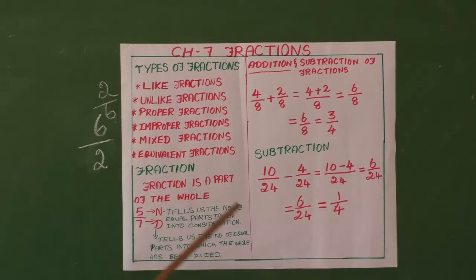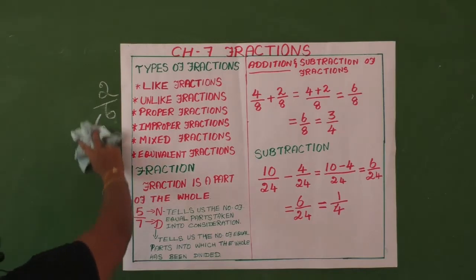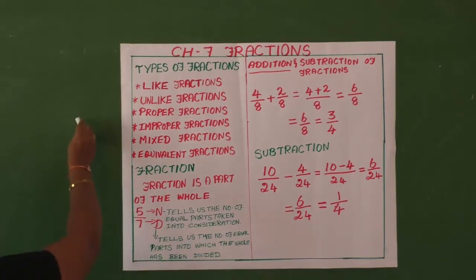Okay. Then mixed fractions. What is meant by a mixed fraction? Mixed fraction means the combination of a whole number and a fraction. See here, one whole number is there, then one fraction also there. So a combination of a whole number with a fraction we are calling a mixed fraction.